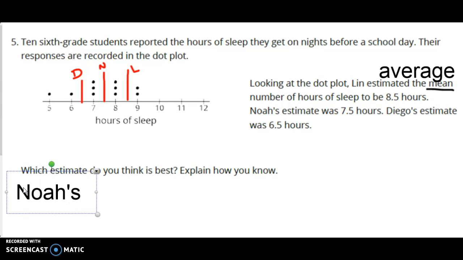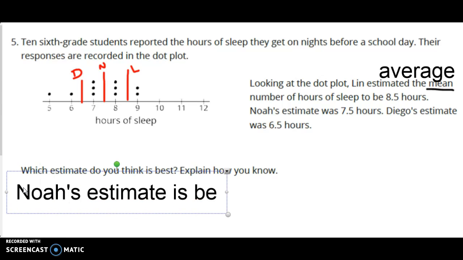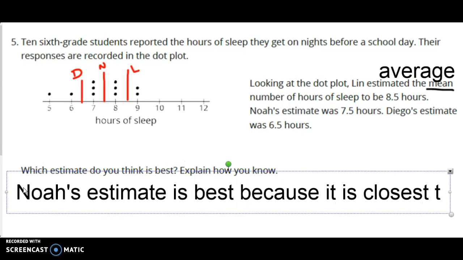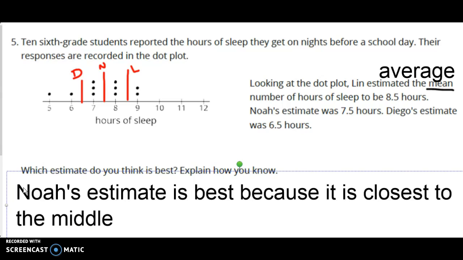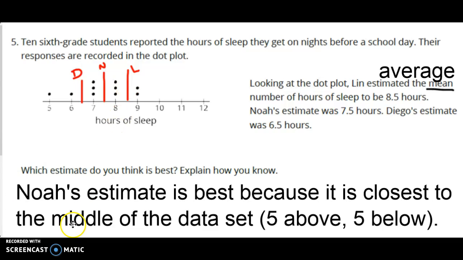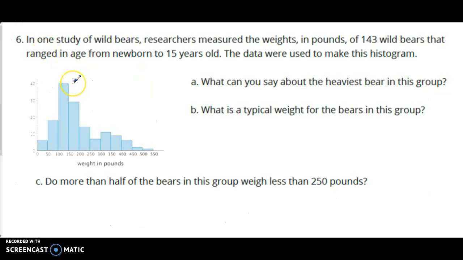I'm going to say here, Noah's estimate is best because it's closest to the middle of the data set. 5 above, 5 below. Your explanation does not have to be exactly like mine, but definitely look for the name Noah. That is part of the correct answer.